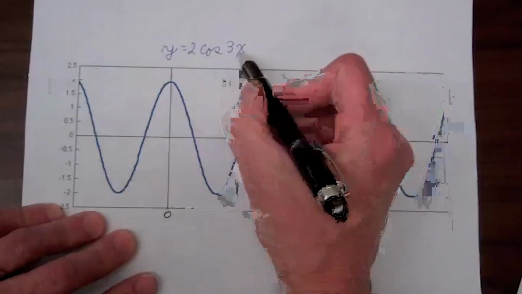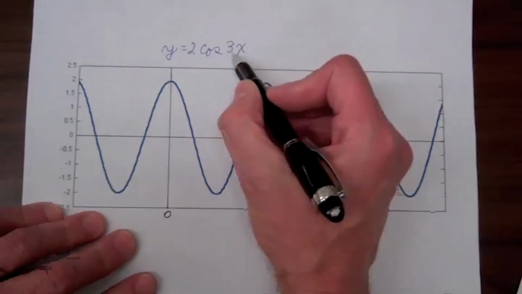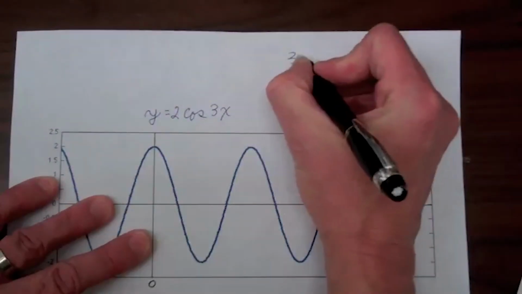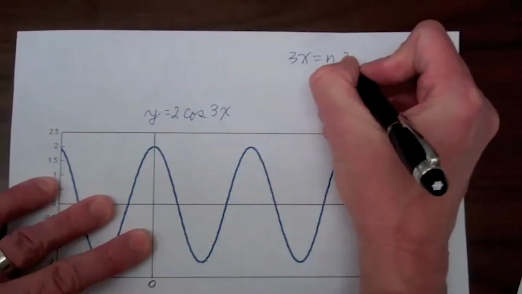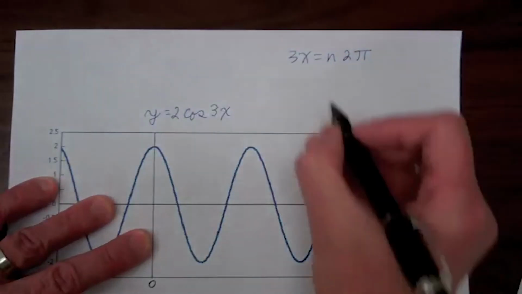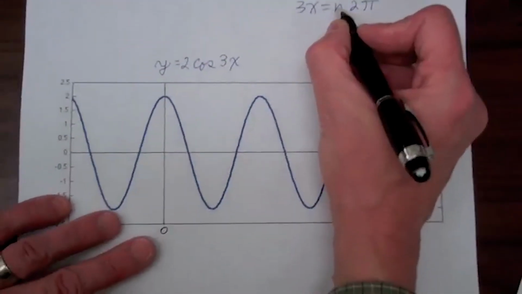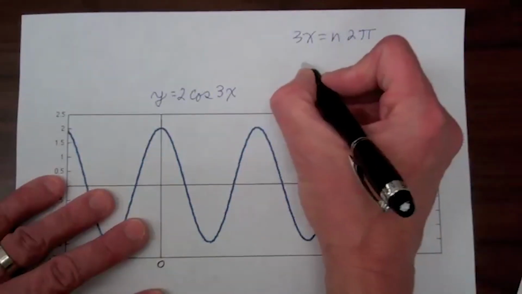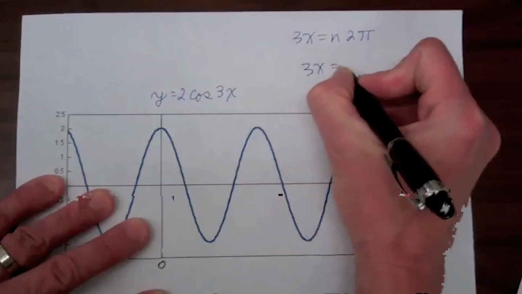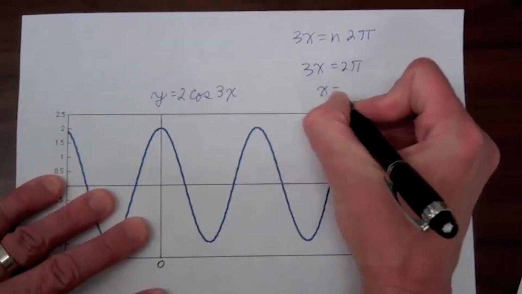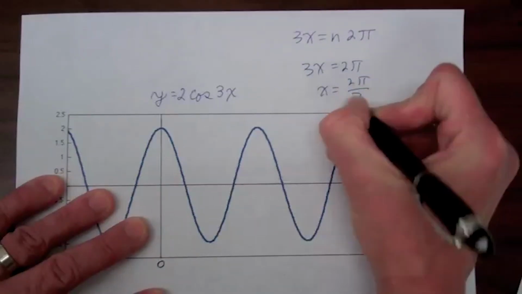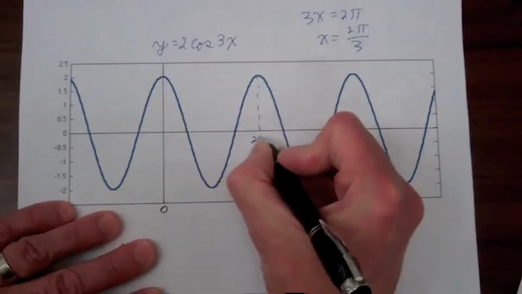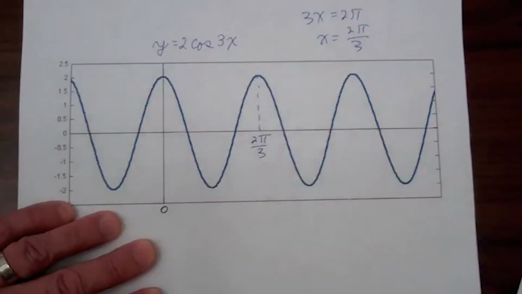The cosine is going to be 1 whenever the argument of the cosine, in this case 3x, is equal to an integer multiple of 2 pi radians. So when n is equal to 1, we're going to be on this peak right here. In that case, 3x is going to be equal to 2 pi, or x is equal to 2 pi over 3. So this peak occurs at an x value of 2 pi over 3.